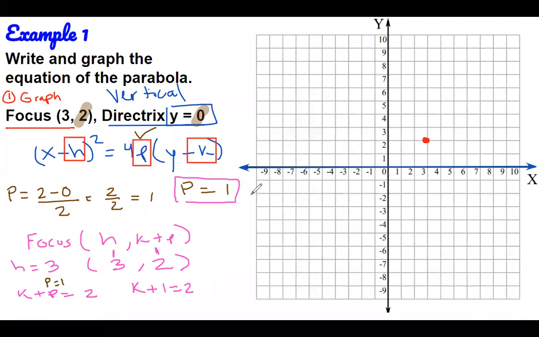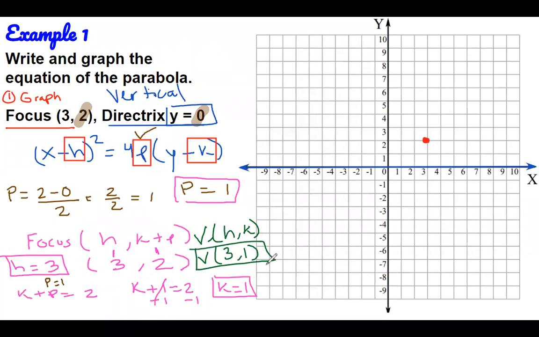That 1 comes from the p value. So let's isolate our beautiful k value. Subtract 1, subtract 1. And we're left with k equals 1. So we have our beautiful h and our beautiful k. This is going to be our vertex. Vertex is at (h, k). So my vertex is what? (3, 1). All right. Can I write my equation now? Yes. We have the h, we have the k.